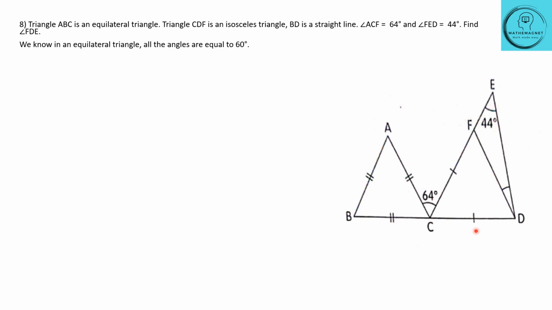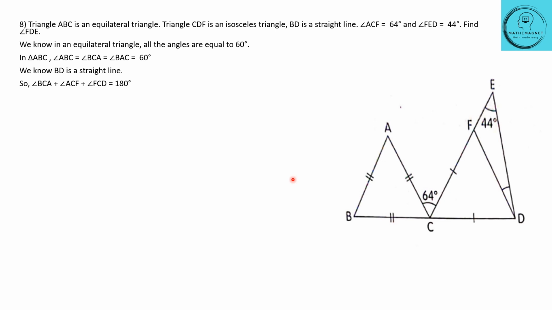So let's write down the facts that we know from the question. We know in an equilateral triangle all angles are 60 degrees. So which means in triangle ABC, all the angles are equal to 60 degrees. So angle ABC equals angle BCA equals angle BAC equals 60 degrees. And they've also mentioned BD is a straight line, correct?